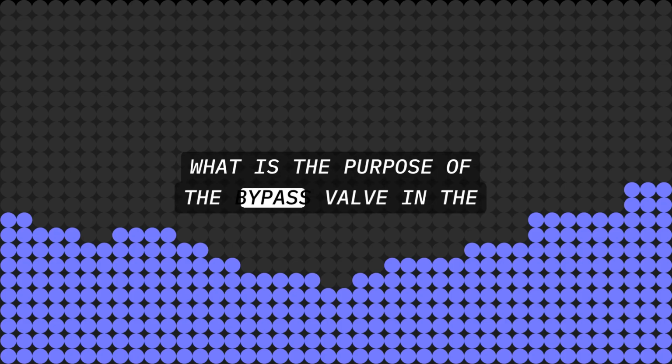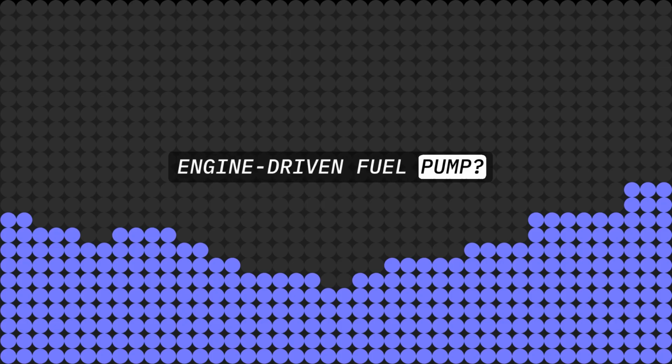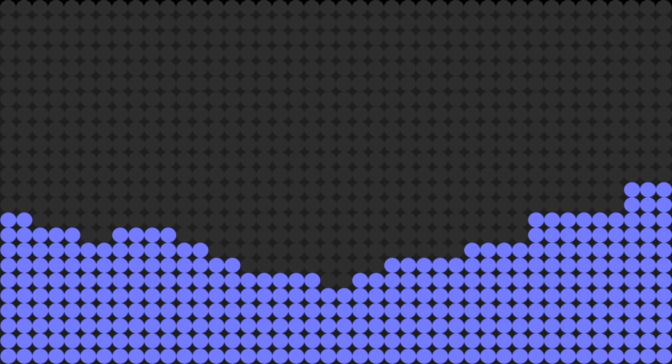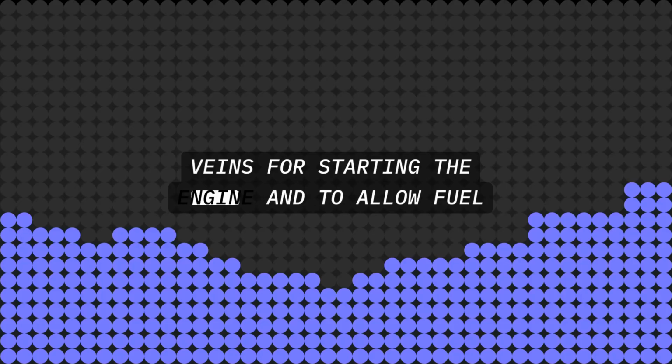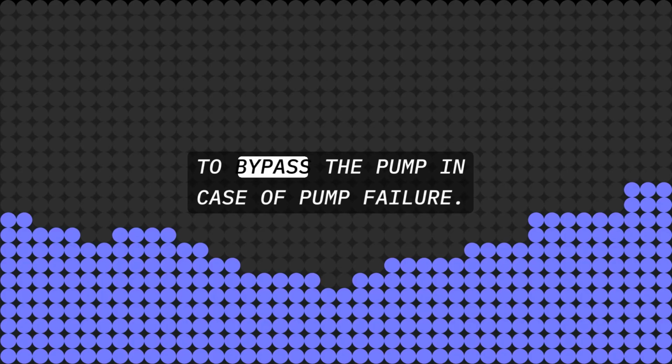What is the purpose of the bypass valve in the engine-driven fuel pump? The bypass valve provides a path around the pump vanes for starting the engine and to allow fuel to bypass the pump in case of pump failure.